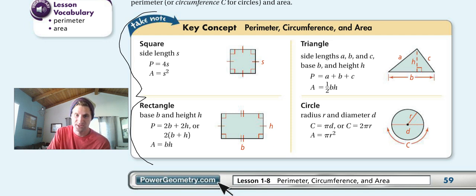Rectangles, opposite sides are congruent, so that helps in doing a formula for perimeter. You can just do 2 times the base plus 2 times the height. Again, you can just add all 4. And then base times height gives you the area.